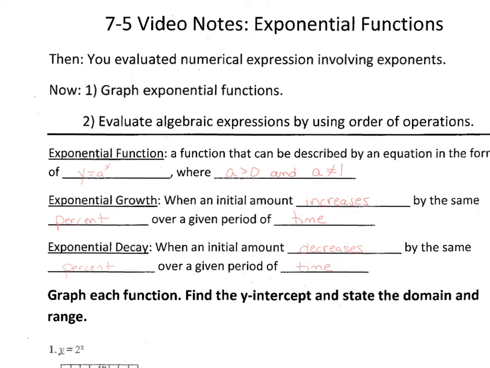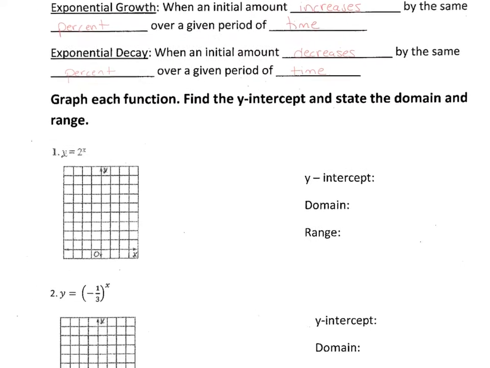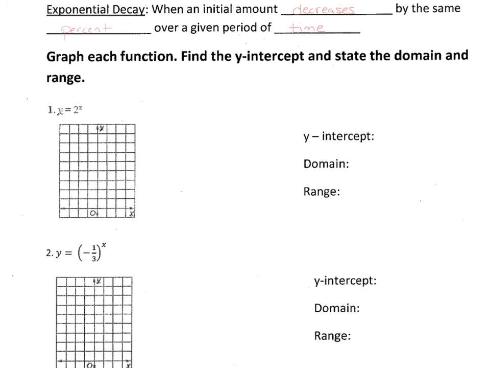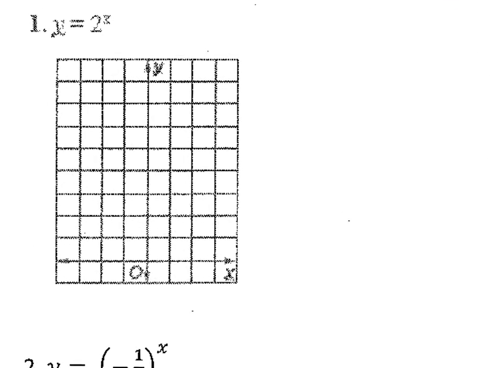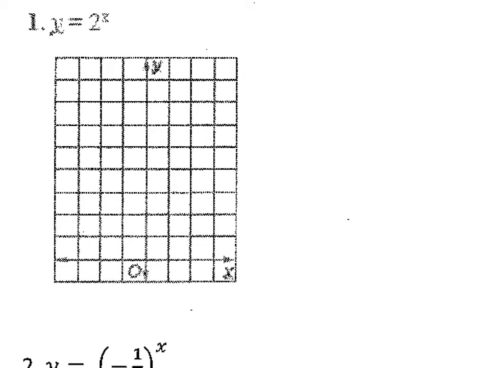All right, so let's take a look here. The directions here say graph each function, find the y-intercept, and state the domain and range, okay? So the first thing we're going to do is take a look at just this one, and we're going to have to make a table. There is no other way to graph these than by making a table, okay? And we're all going to be using the same numbers. So we're going to have our y and our x, and down our x column we're going to do -2, -1, 0, 1, and 2.